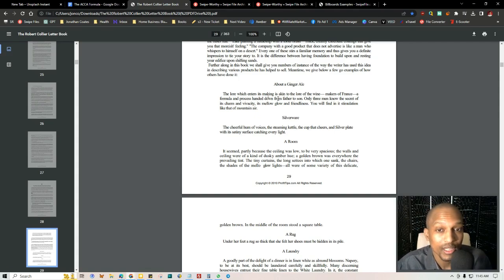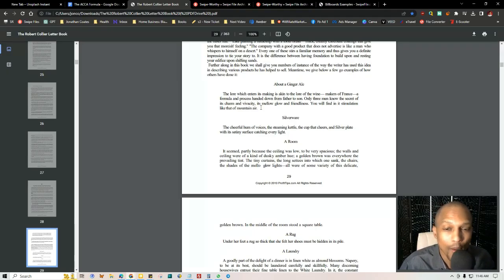The lore which enters its making is akin to the lore of the wine makers of France. A formula and process handed down from father to son. Only 3 men know the secret of its charm and vivacity. Its mellow glow and friendliness. You will find its stimulation like that of mountain air. Silverware. The cheerful hum of voices, the steaming kettle, the cup that cheers, and silver plate with its satiny surface catching every light. So you just see how descriptive and vivid that is. The imagery is so detailed you can almost see it in front of you as I'm reading it.